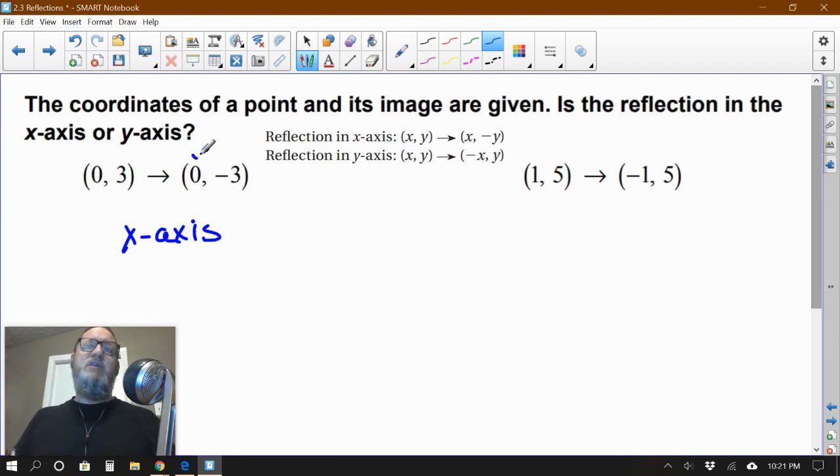So x, opposite of y. So here was the original (x, y), and then it became (x, -y). 3 became -3. Okay, so I'm guessing this is the other one. So now (1, 5) becomes (-1, 5). Yeah, what changed? The only thing that changed was the x-coordinate. The y stayed the same.